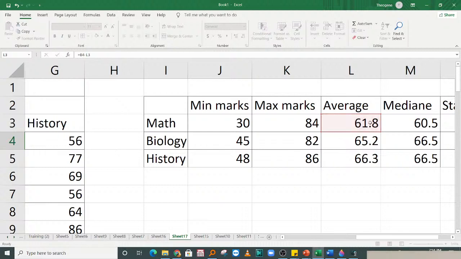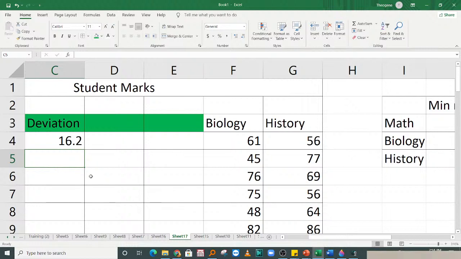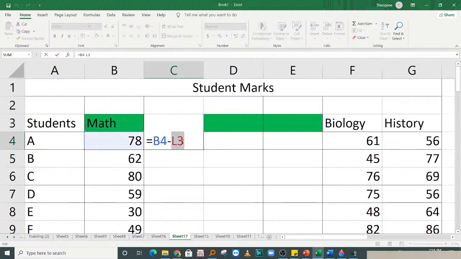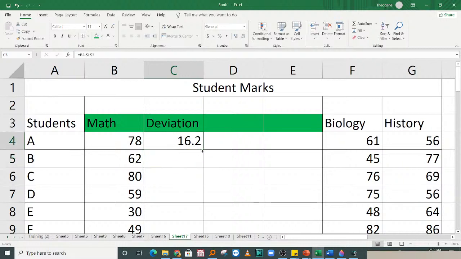So then you press enter. The deviation is 60. I need this R3 to be stable, that's why I click F4 on my keyboard. Then I scroll down. You see, this is 0.2 because it is very close to the mean.